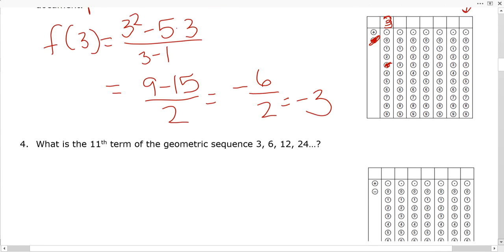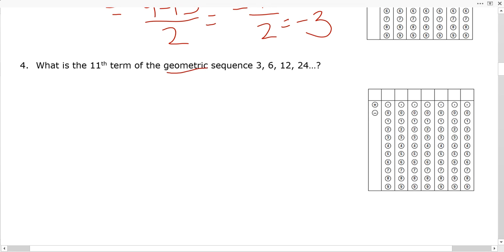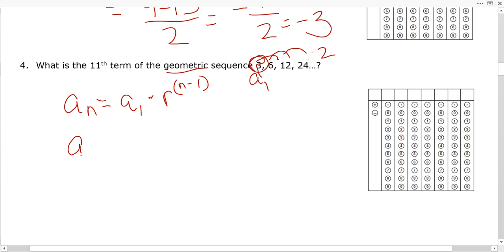Okay. For number 11, we know we have a geometric sequence, which means we're going to have exponents. Here's a at 1. For geometric, we have a sub n equals a1 times r to the n minus 1. So a1 is 3. We need to find out what we're counting up by, what we're multiplying by. It looks like we're multiplying by 2. So r is 2. So we have a sub n equals 3 times 2 to the n minus 1.